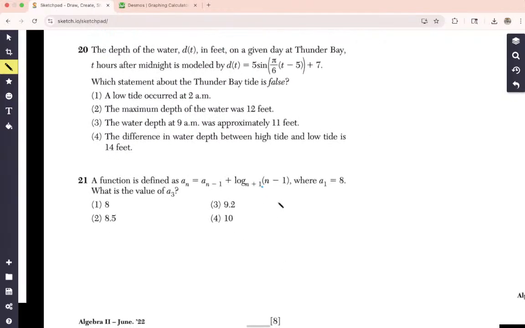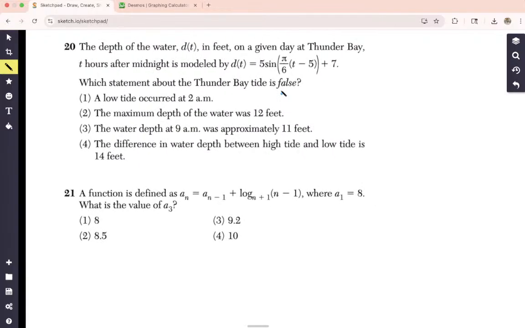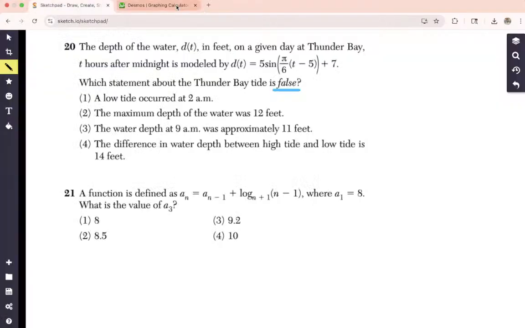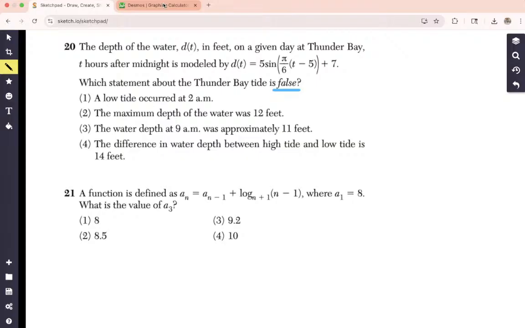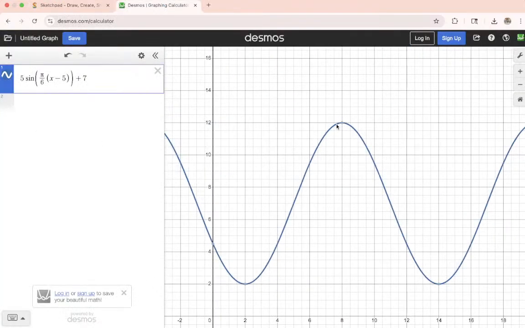The depth of the water is on a phase given by, which statement is false. Once again, this question is very nerfed because we have our graphing calculator. A lot of these questions, what you can do is just graph them. I'm just going to do x minus 5 and then plus 7. Notice how the maximum height is 12.